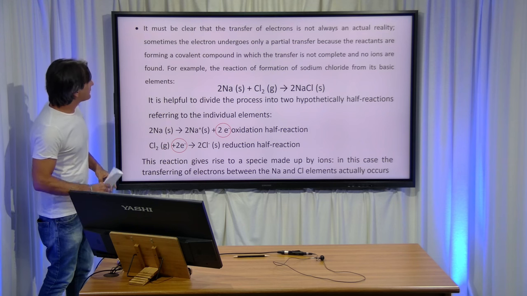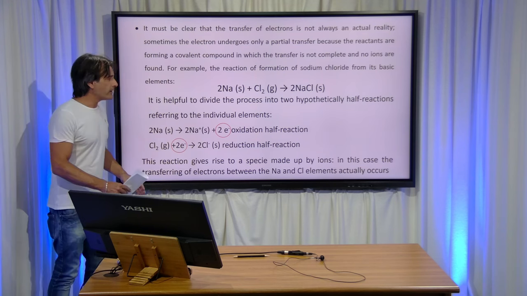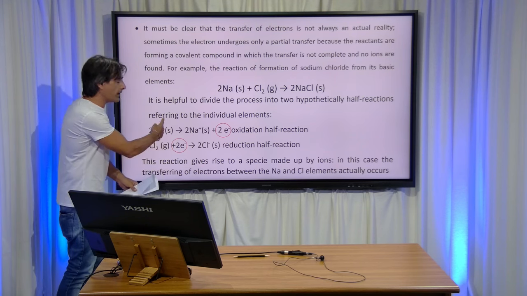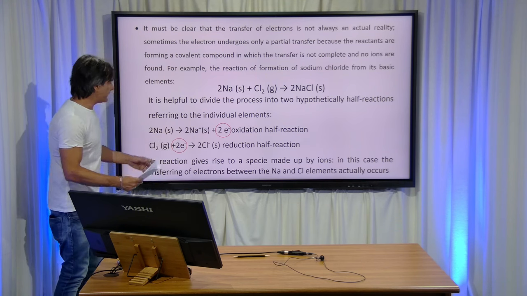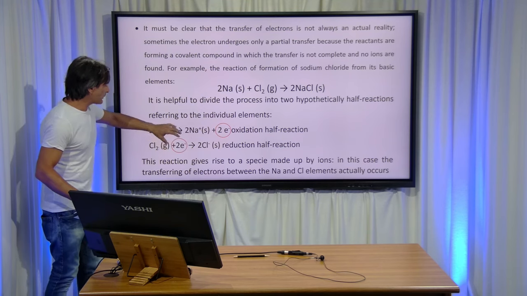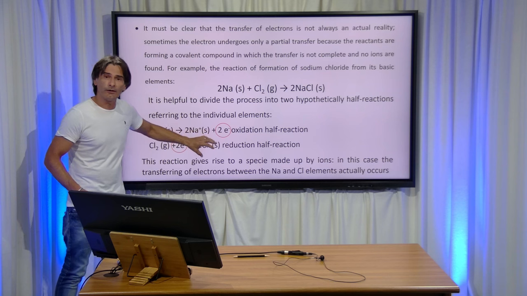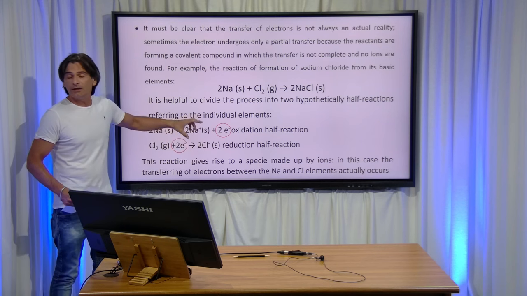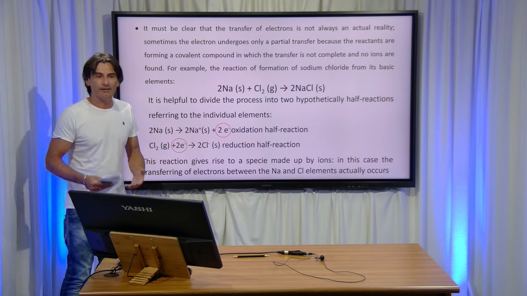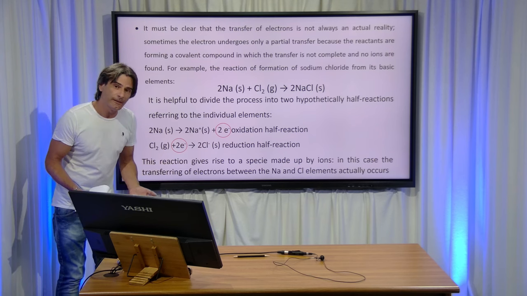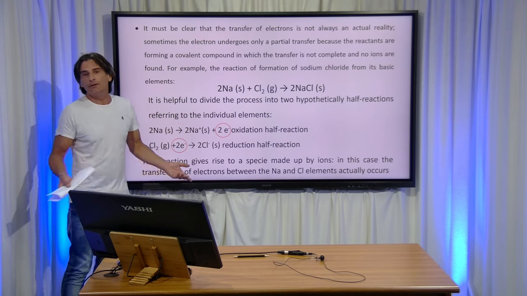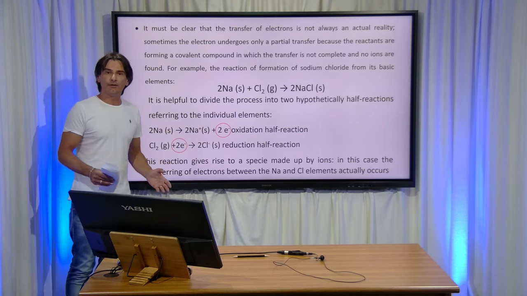And in this case, we have a real transferring of electrons between the two atoms. Real, because this transferring gives rise to ions. And so chlorine becomes the owner of the electron, the atom that actually possesses the electron. And sodium, of course, is the atom that completely loses the electron.